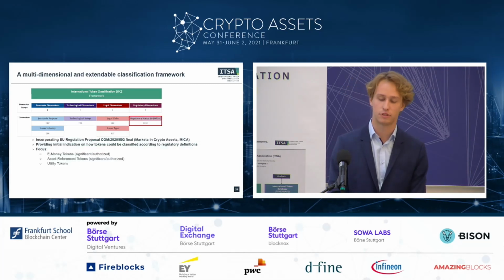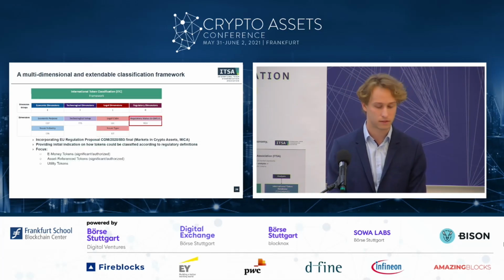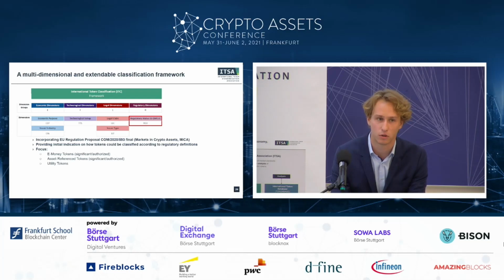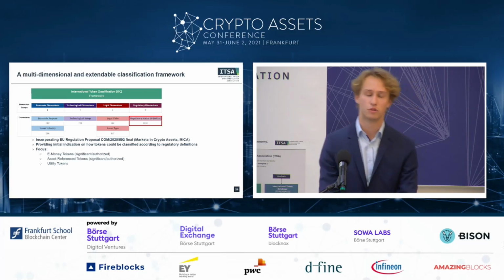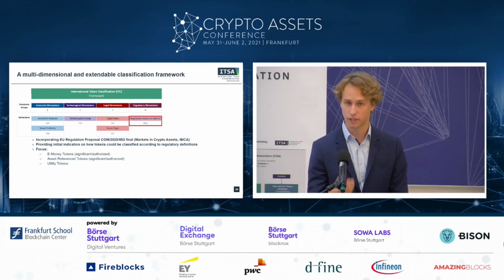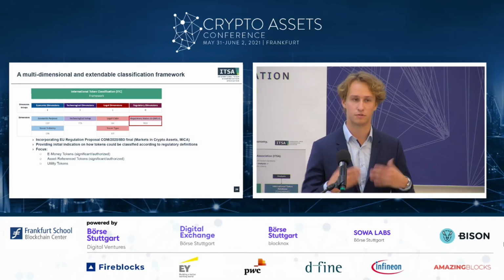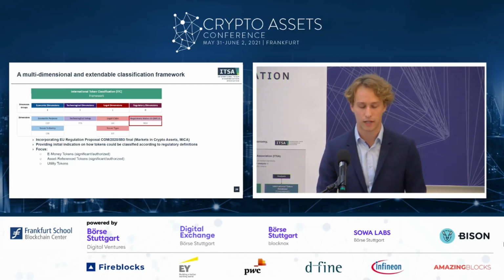Finally, we have the regulatory status according to the Markets in Crypto-Assets Regulation, MiCA, which provides an indication of how they could be classified according to this regulatory dimension. So we have e-money tokens, asset-referenced tokens, and utility tokens. Of course, this is how we see this regulation proposal. This is not the official EU classification that we provide, but we thought it would be very useful to see where tokens would fall in this regulation if it were to be implemented.